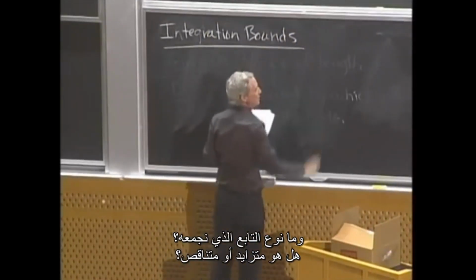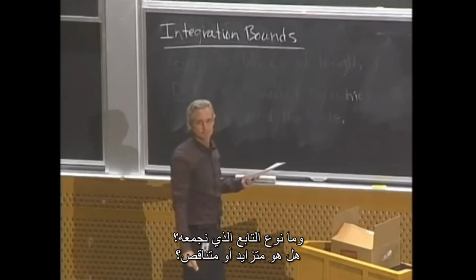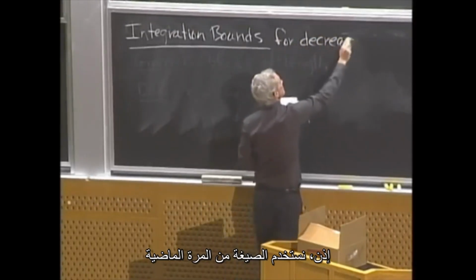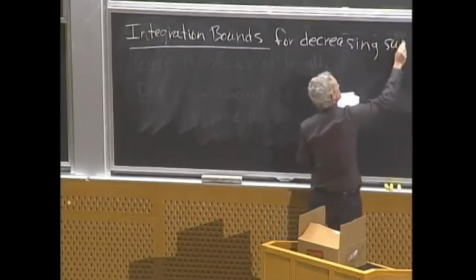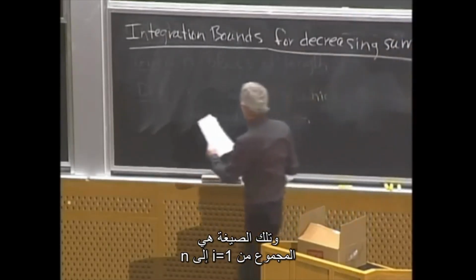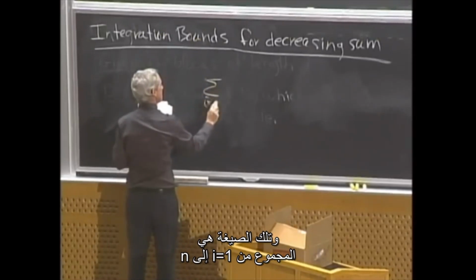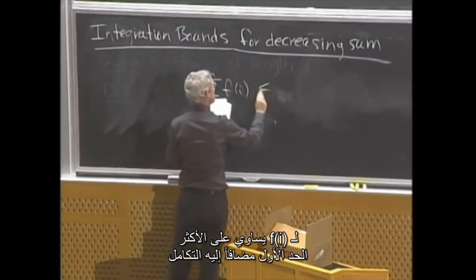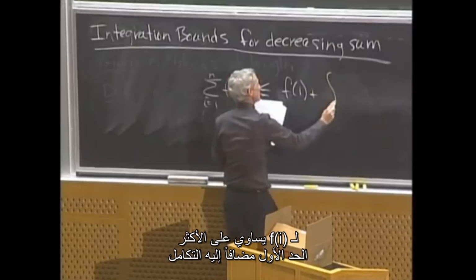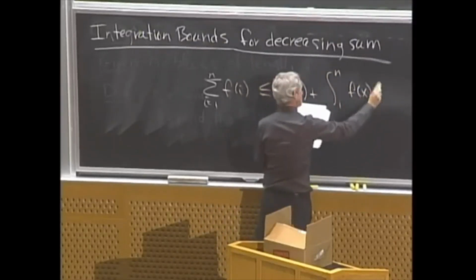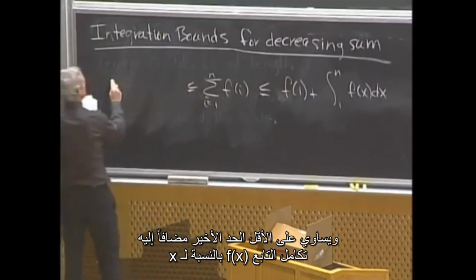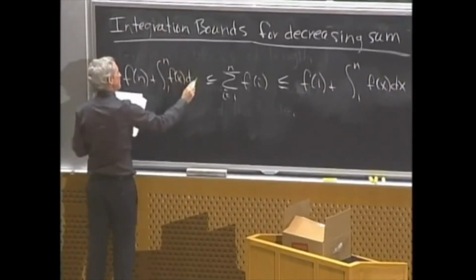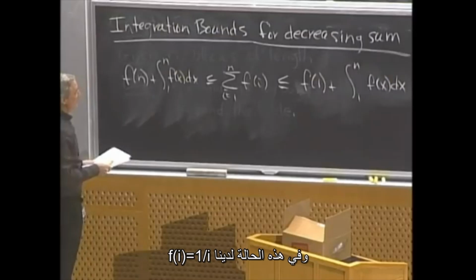And what kind of function are we summing? Is it increasing or decreasing? Decreasing, yeah. So we'll use the formula we did last time. All right, and that formula is that the sum, i equals 1 to n, of f of i is at most the first term plus the integral, and it's at least the last term plus the integral. All right, in this case, we have f of i as 1 over i.